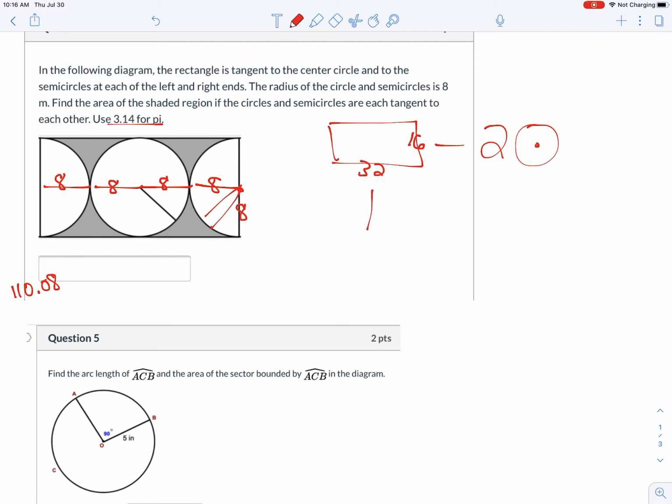So we need to find the area of that. That's simple: base times height. Then the two circles, each of those circles has a radius of 8. I'm going to stack this one over here because two semicircles of the same size are one circle. Area is pi r squared, so the area of one of those circles is 64 pi. So I'm taking away 128 pi. Can you take it from there?